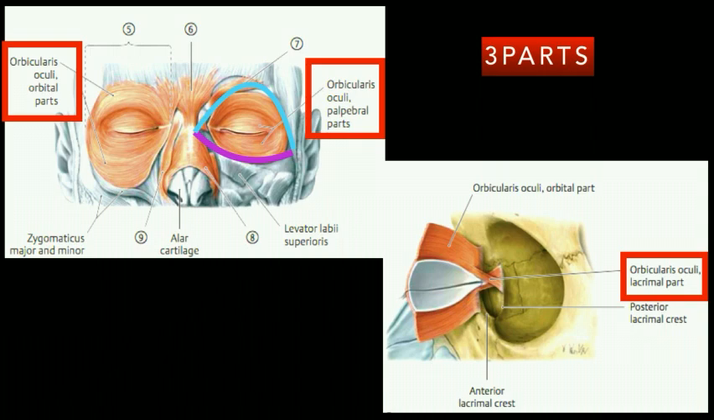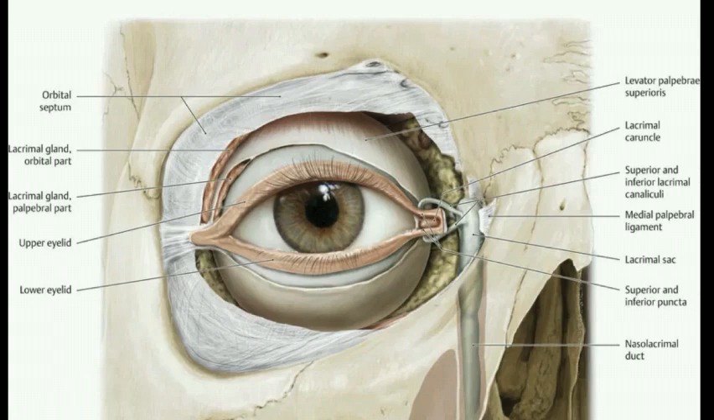Before we move on to understand the origin, insertion and function of each part of the muscle, let us know these two important ligaments that are denoted by these red squared boxes, that is the medial and lateral palpebral ligaments. Now these are the two important ligaments where the origin and insertion of Orbicularis oculi takes place.